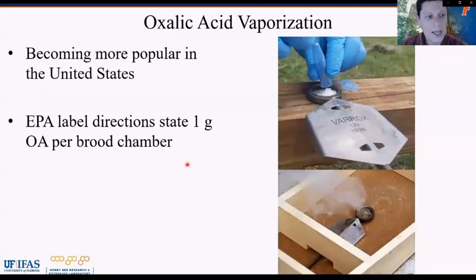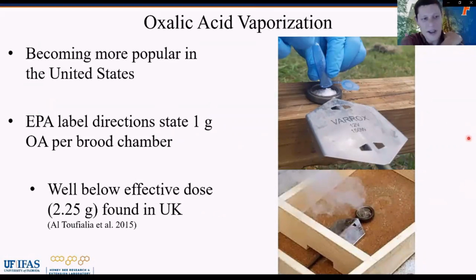According to the EPA label, for use of oxalic acid vaporization, the current legal limit is 1 gram of oxalic acid per brood chamber. Now, I think that's a little bit strange. I've often wondered where they came up with that 1 gram limit. There was some research, not that recent anymore, about 5 years ago in the UK, where they found that 2.25 grams was what was effective at actually controlling Varroa. Nevertheless, when I was setting out to do my research, I wanted to stick with the 1 gram because that is what is legal.